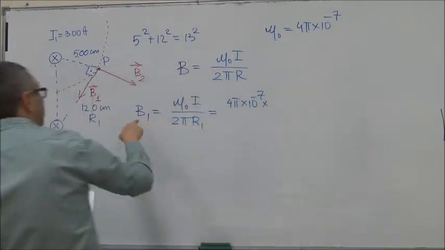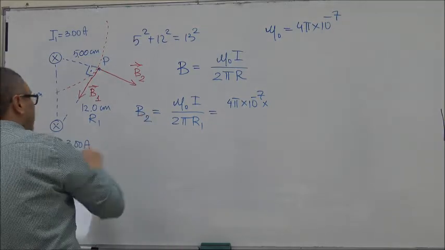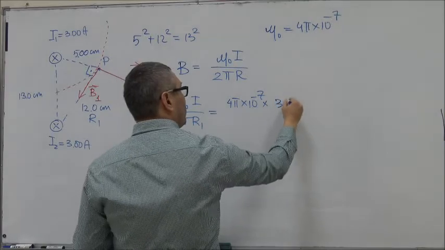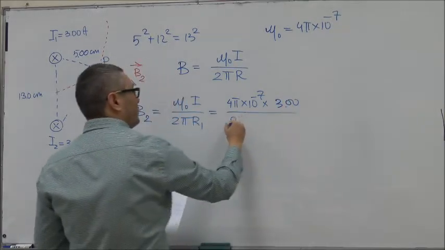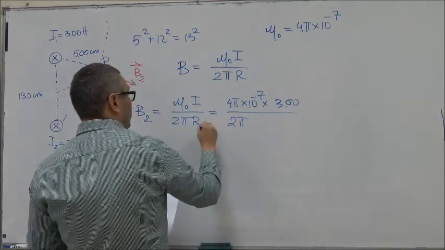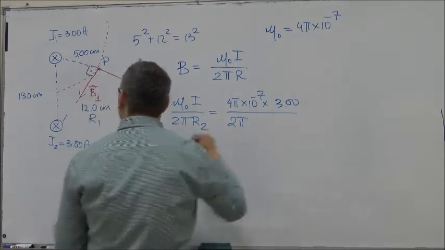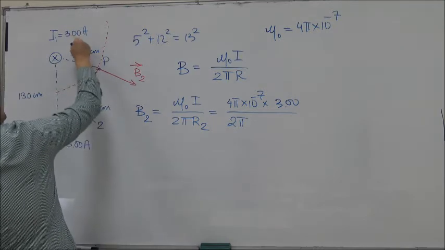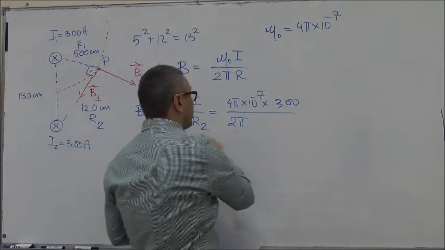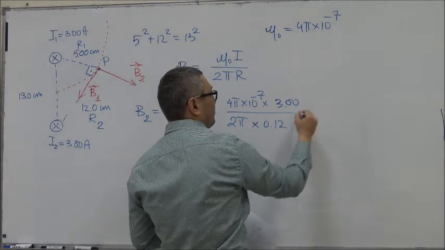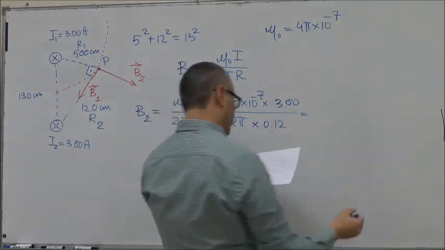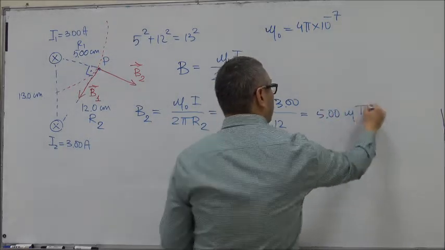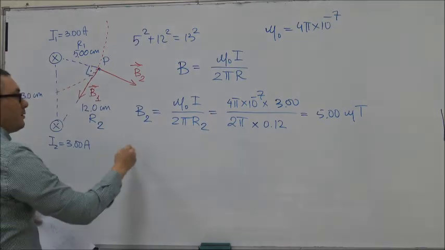Sorry, we are doing B2 now. B2 is equal to mu 0 I over 2 pi R2, where R2 is this one. This is R2 and this is R1. So R2 is 12 centimeters, so 0.12. That gives 4 pi times 10 to minus 7 times 3 over 2 pi times 0.12, which is equal to 5 microtesla. And then we do the same thing for B1.